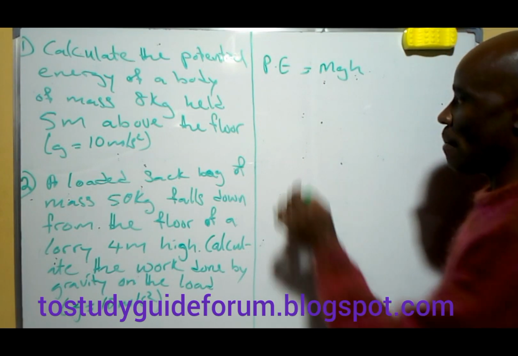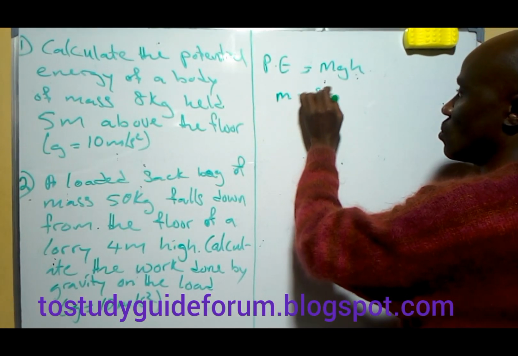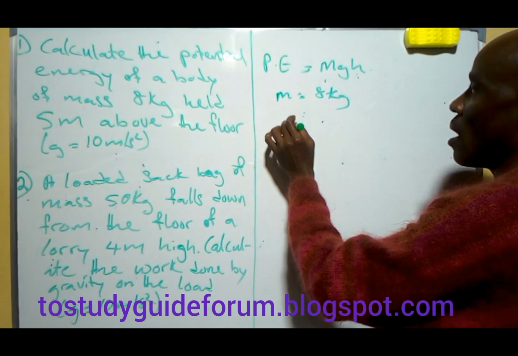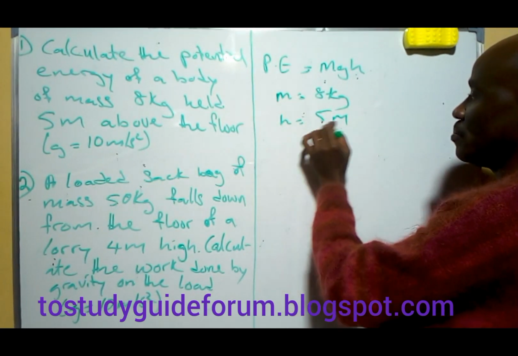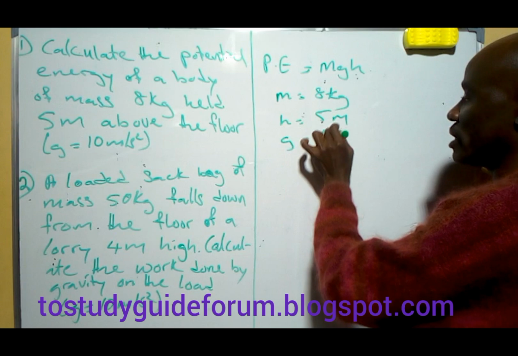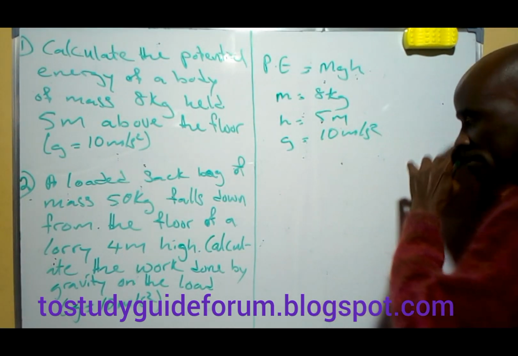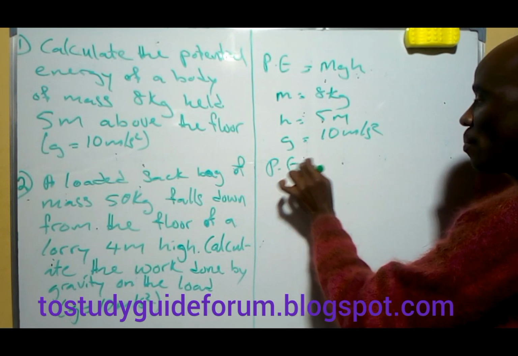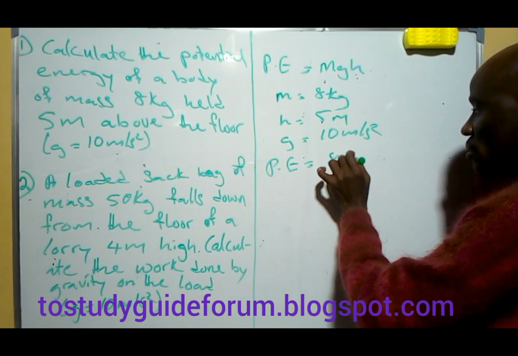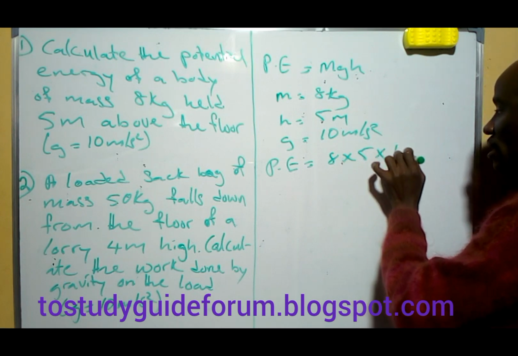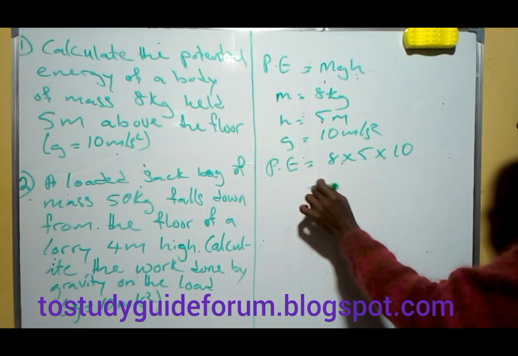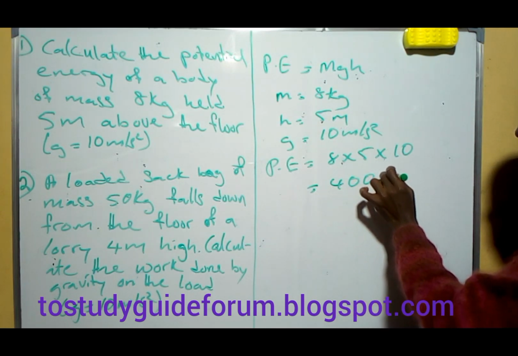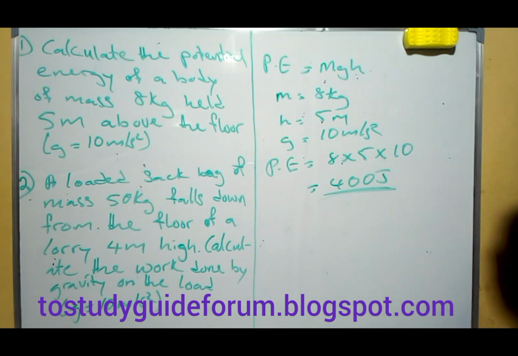In this case, our mass is 8 kg, our height is 5 meters, and g is equal to 10 meter per second squared. So our potential energy will then be 8 times 5 times 10, which is equal to 400 joules. That is our potential energy in the first question.